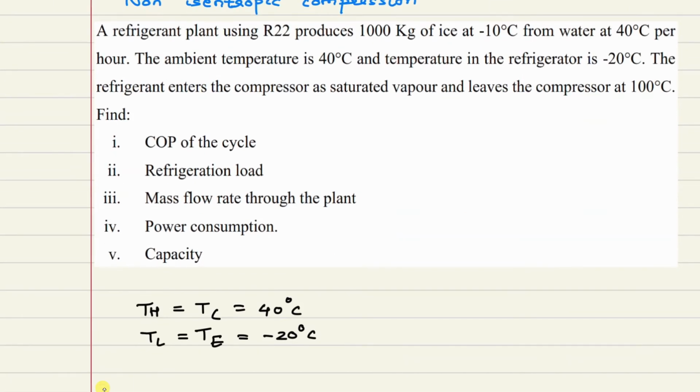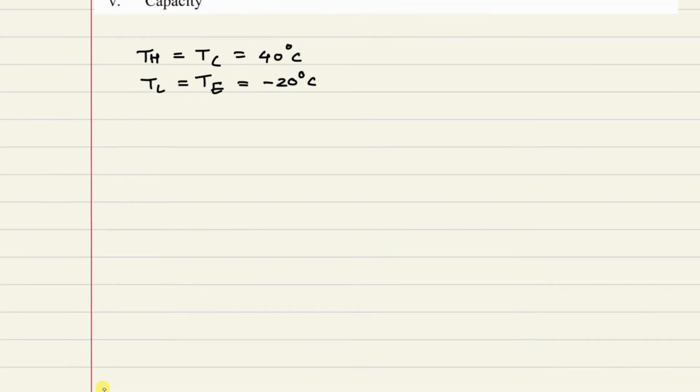Okay, so I'll draw the pH diagram here first. Now here Cp of vapor is not given. Anyways, it is saturated vapor at point 1 and nothing is given about subcooling. So we assume that subcooling is not there. So point 3 will be saturated liquid. What is point 3? Outlet of condenser. So according to this data, I'll draw the pH diagram now.